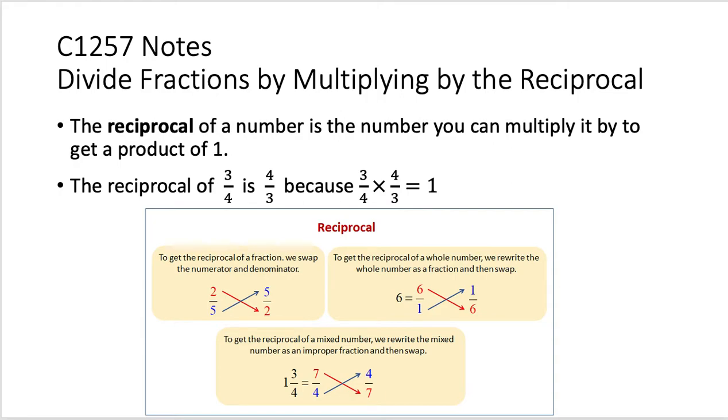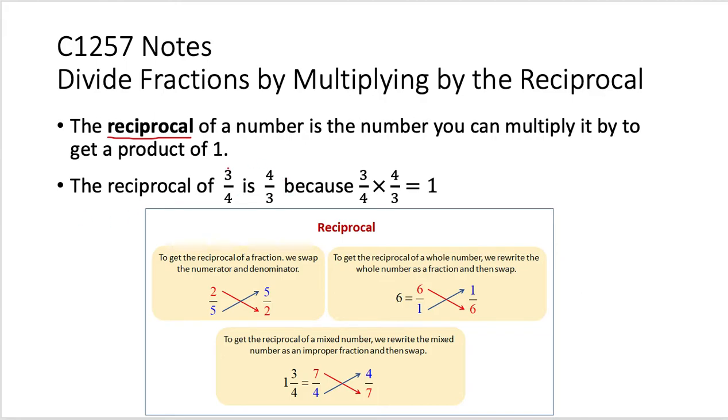Here's some notes to write down about dividing fractions by multiplying by the reciprocal. Go ahead and copy this down. So the reciprocal of a number is the number you can multiply by it to get a product of 1. So if you figure out how you get 1 by multiplying this number, that will tell you the reciprocal.